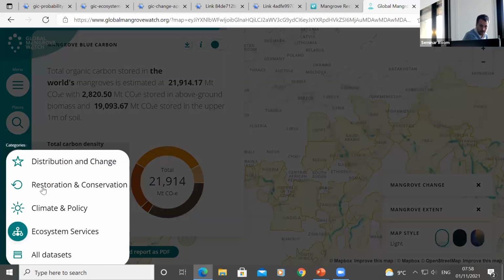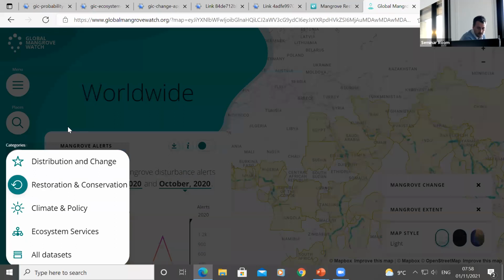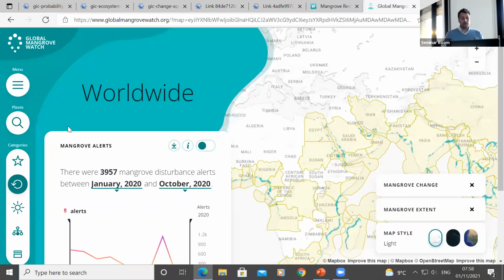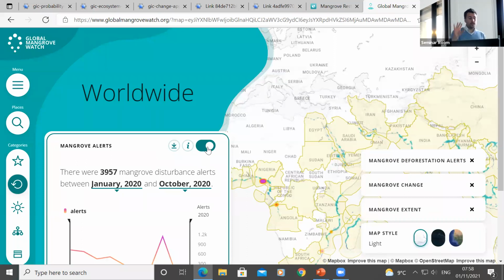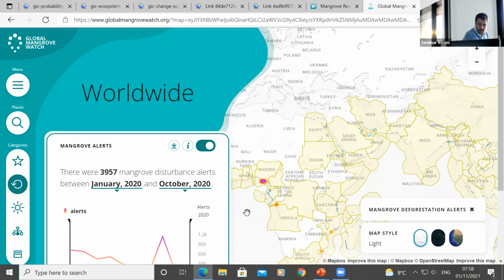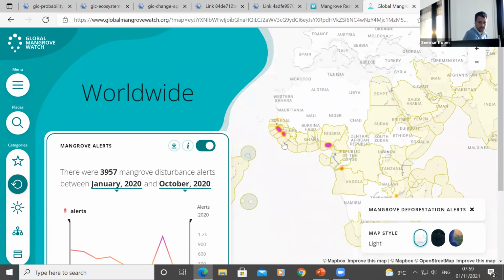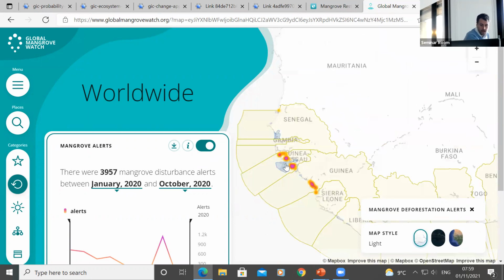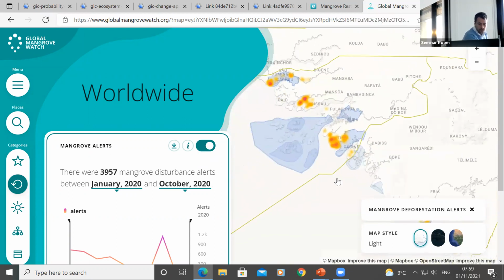There's just one more data set I want to show you, and this is going to link into what I'm going to talk about next. This is mangrove alerts. So these are alerts suggesting where there's been disturbance between January 2020 and October 2020. If I just turn them on, it's only operational currently for Africa. It's hopefully going to happen throughout the rest of the world. But what you can see is these hotspots of mangrove disturbance based on the satellite imagery. And then as you zoom in, it gives you a more in-depth picture from these locations.